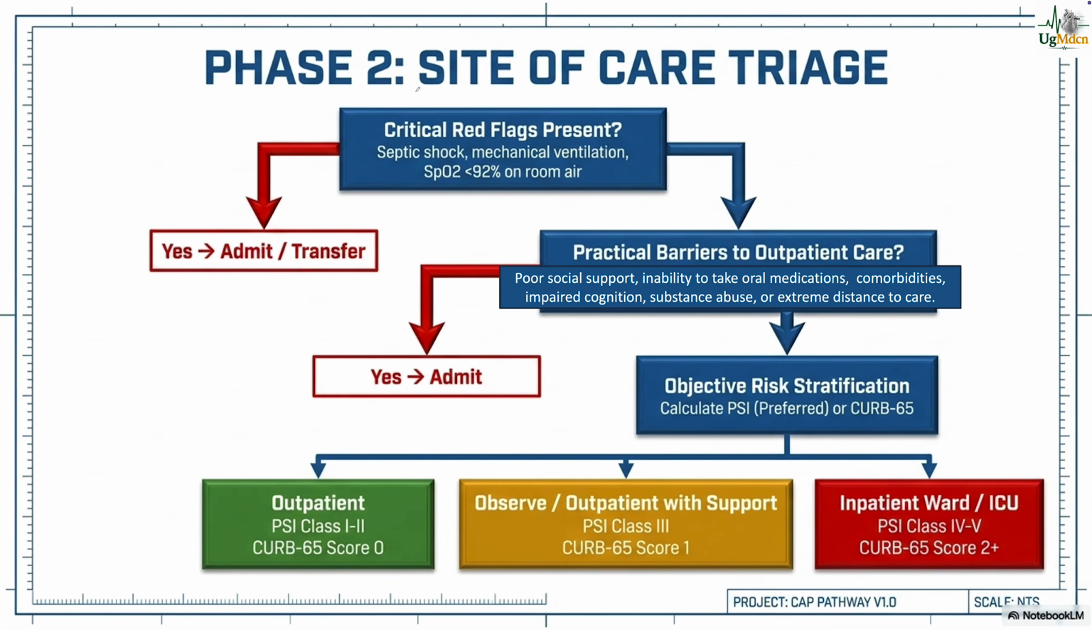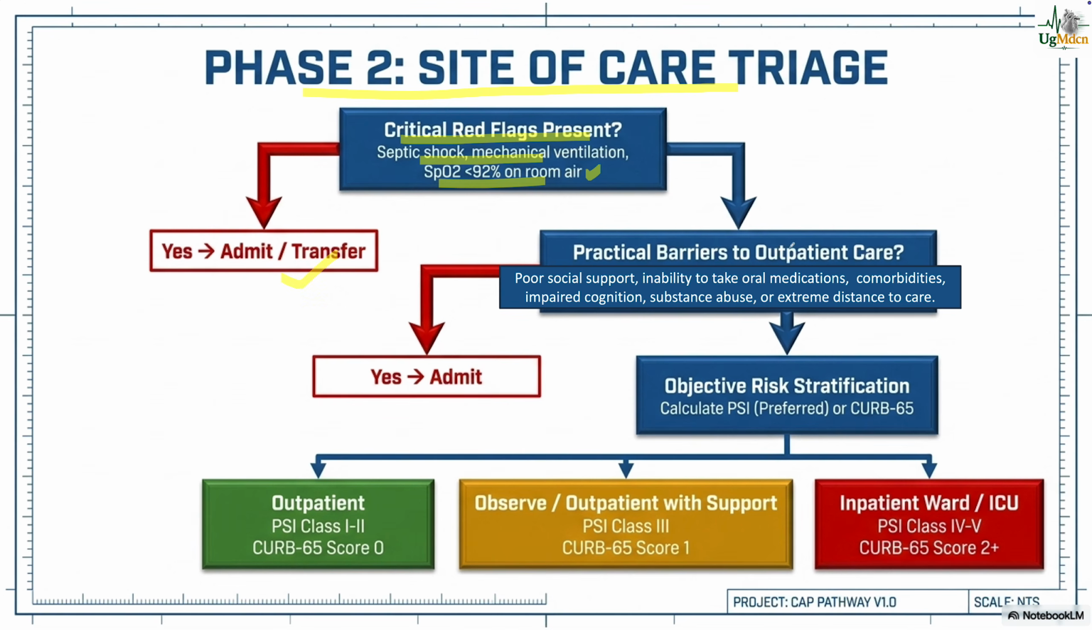Phase 2, triage, determining the appropriate site of care. After diagnosing CAP, the next step is to decide where the patient should be treated. Always start by checking for critical red flags, such as septic shock, respiratory failure requiring mechanical ventilation, or oxygen saturation below 92% on room air, which indicate the need for inpatient care.